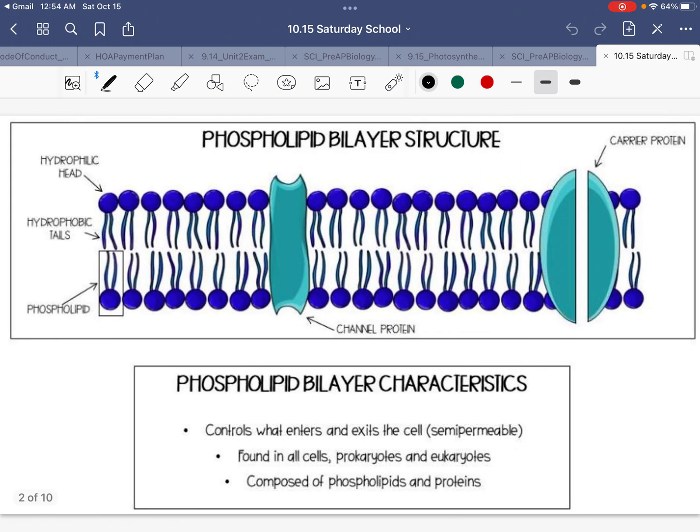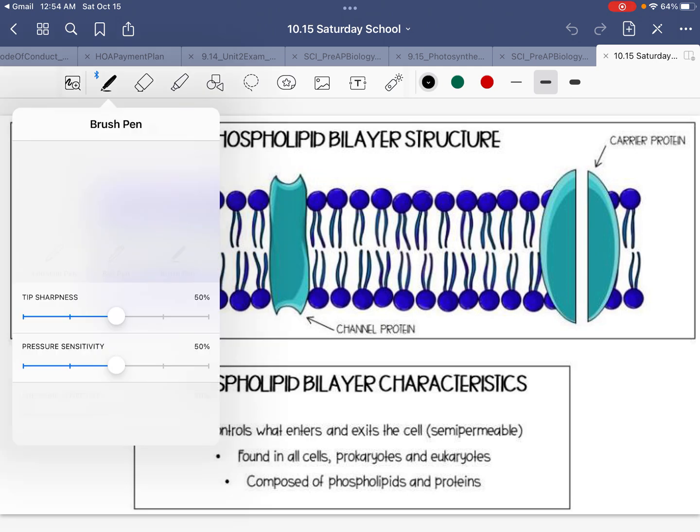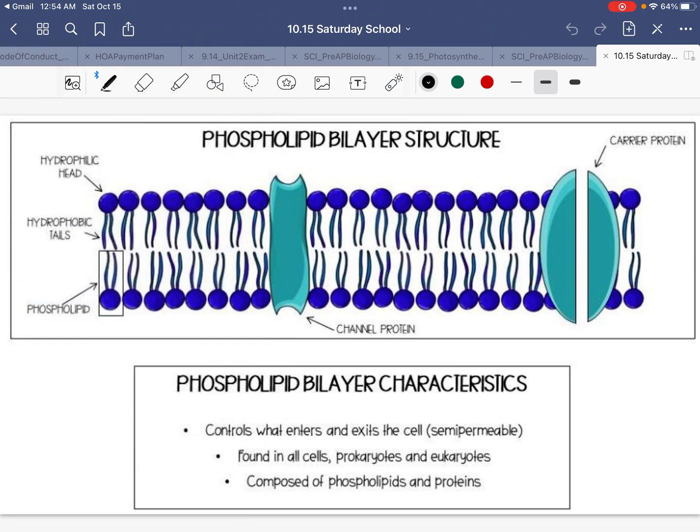So we're going to start off with our first lesson, which was the membrane structure, right? Our cell membrane is the one that controls what goes in and out of the cell. It is made up of what is called a phospholipid, right? So phospholipids look like this. It has a head and a tail.